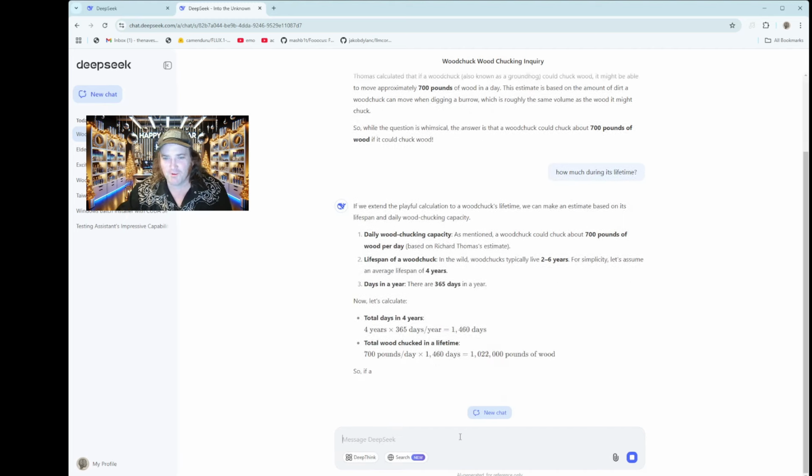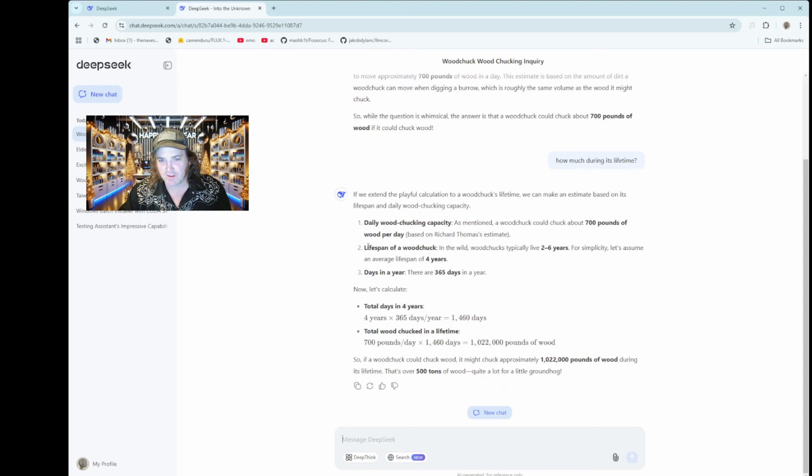Okay, so let's say, how much during its lifetime? All right, so daily wood chucking capacity, about 700 pounds. Lifespan of a woodchuck is about 2 to 6 years. Let's assume an average lifespan of 4 years. There are 365 days in a year, so 4 years times 365 equals 1,460 days. 700 pounds a day equals 1,022 pounds of wood. Okay, let's say, but a woodchuck wouldn't be chucking 24 hours a day.